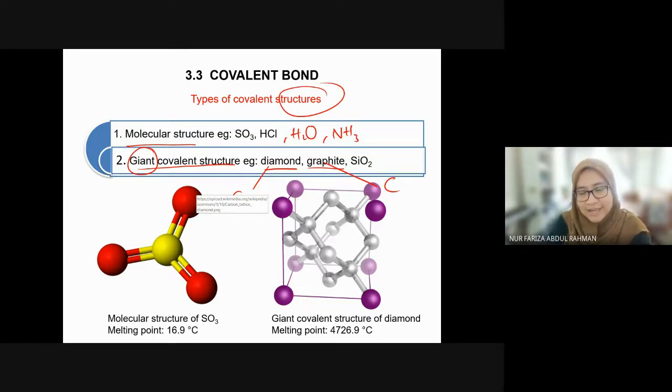Tapi on the other hand, graphite pula dia terbalik daripada diamond. Tak silap saya dia disusun dalam bentuk hexagonal. You may refer to it from the internet. So this is carbon, dia ada 6 carbon form. And then imagine another hexagonal and then another hexagonal.